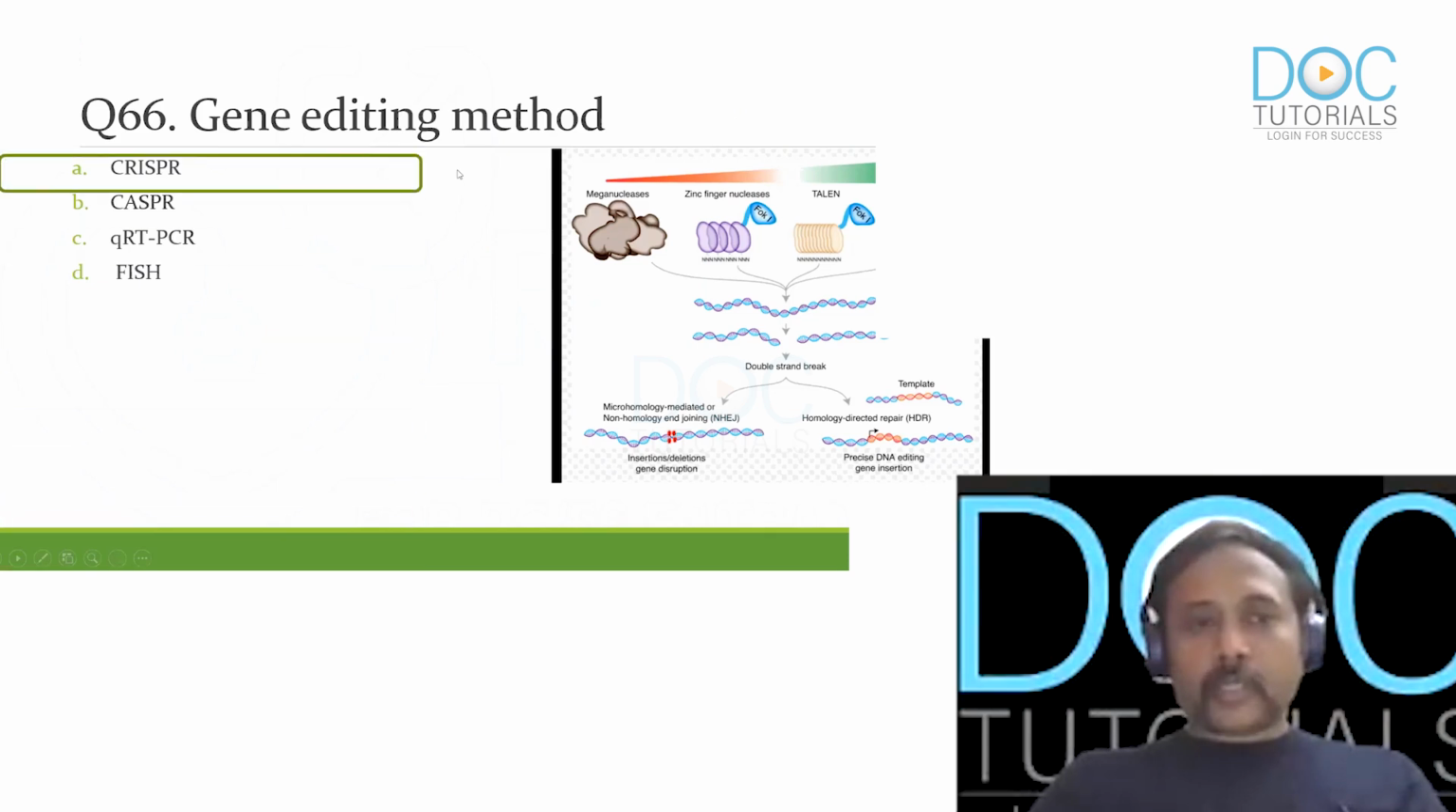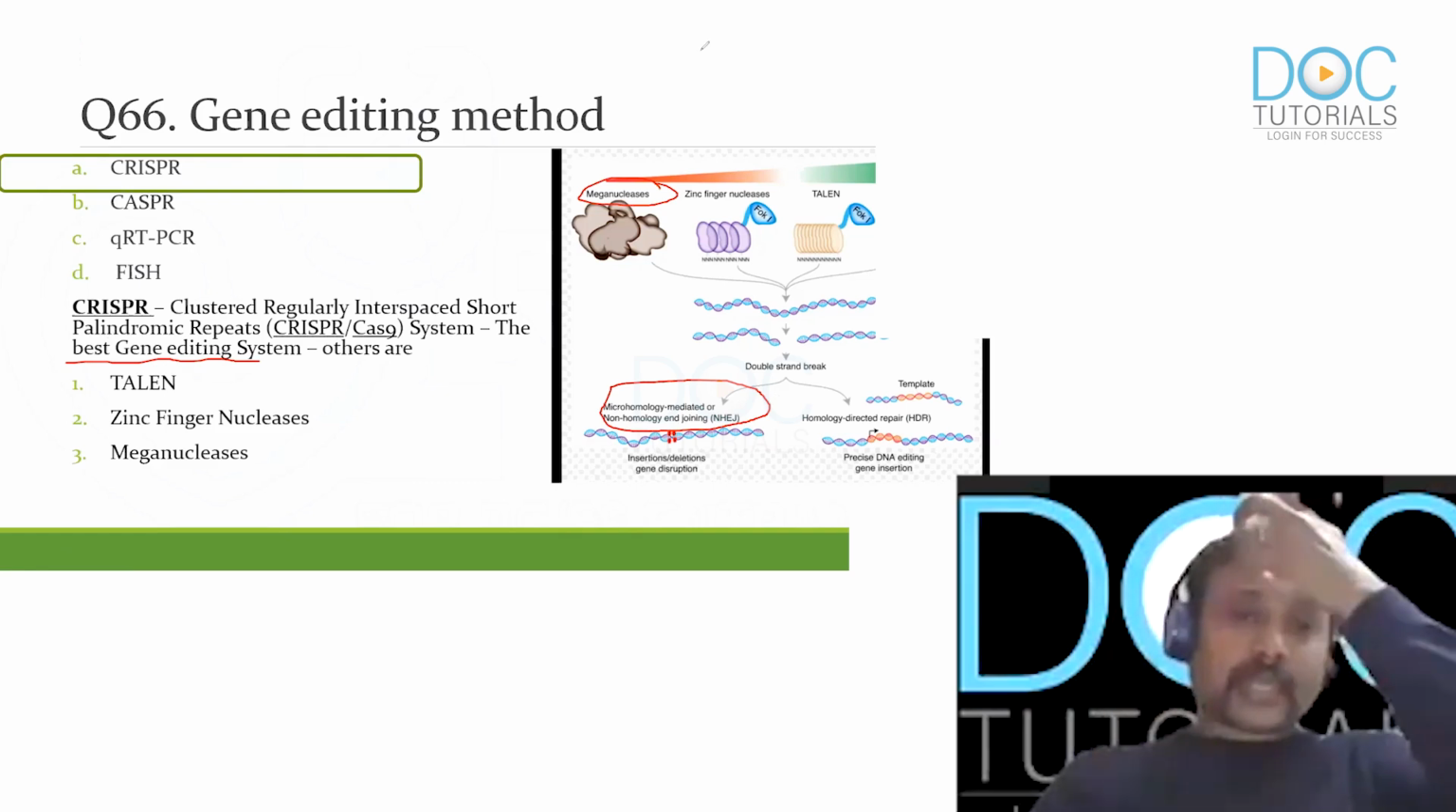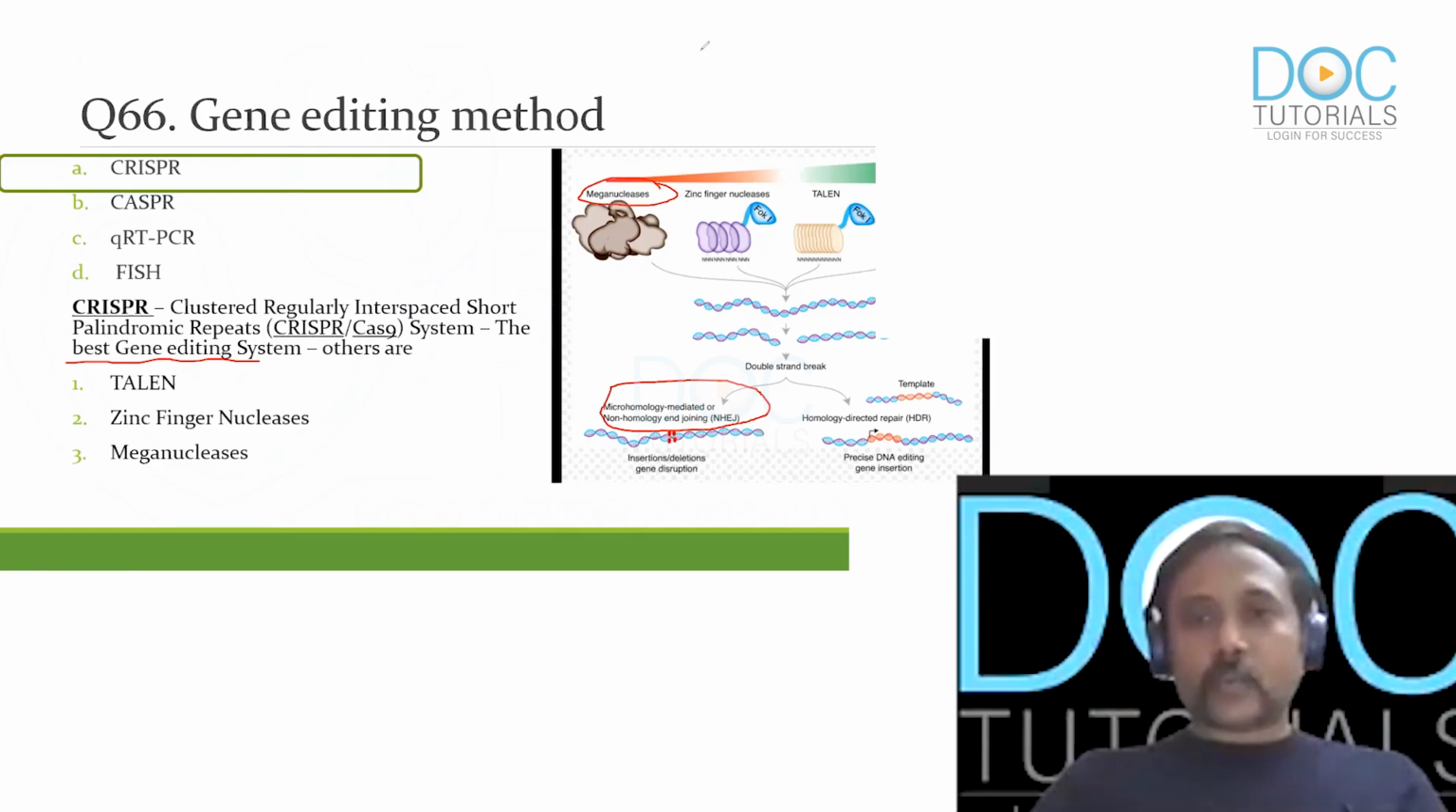CRISPR is one of the things which uses the Cas9 system. CRISPR using the Cas9 system is the most accurate, the best gene editing system which is available today. You also have the old systems which initially used meganucleases. They act through non-homologous end joining, meaning they do not have a high fidelity system, meaning they do not exactly cleave at the areas where it is wanted. So that is the difference.